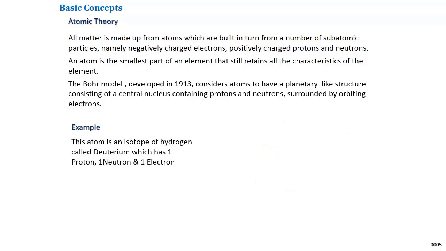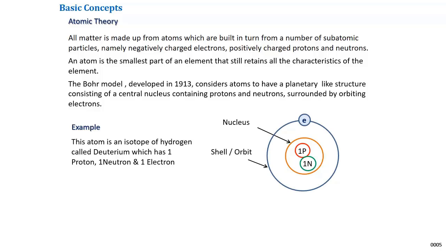Here is an example of a hydrogen atom. It has one proton, one neutron, and one electron. The proton and the neutron are contained in the central nucleus. The electron is in an orbit about the nucleus.